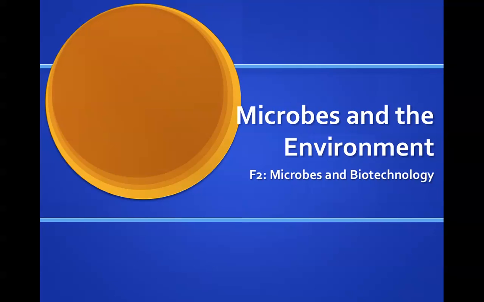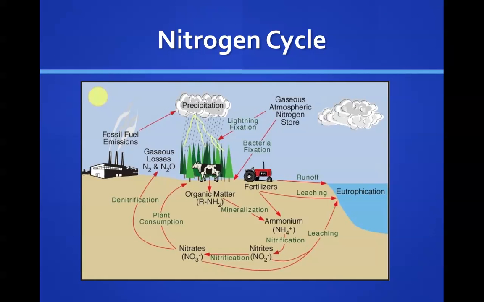This is the second part of our option, microbes and the environment. The biggest part that we need to know for this is the nitrogen cycle. But before that, let me just briefly go over the roles of microbes in the environment. So you have producers, nitrogen fixers, and decomposers.